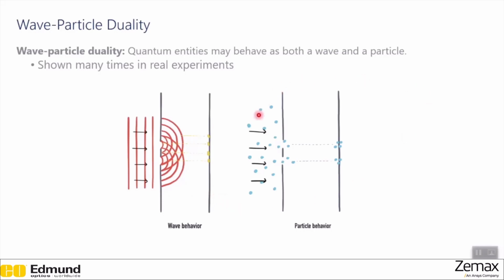On the right, we have a more intuitive image of the particle behavior. Here we have a group of particles approaching the same boundary with the same two slits, and as expected, on the right plane we have two bright spots.